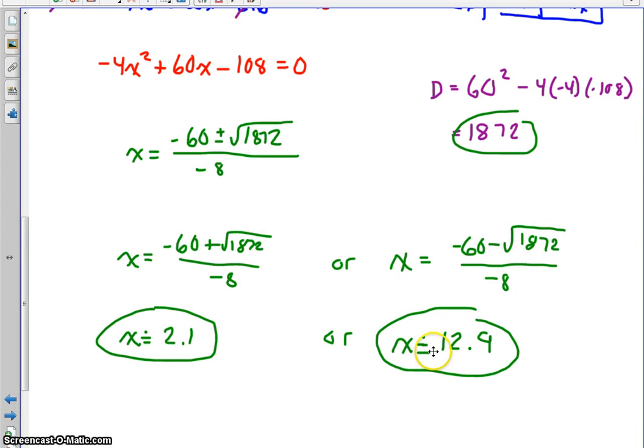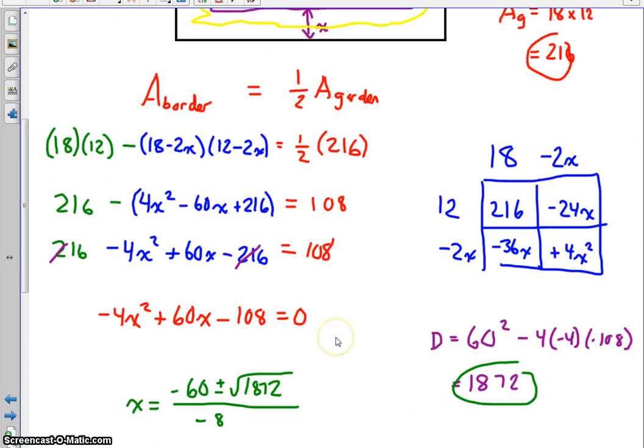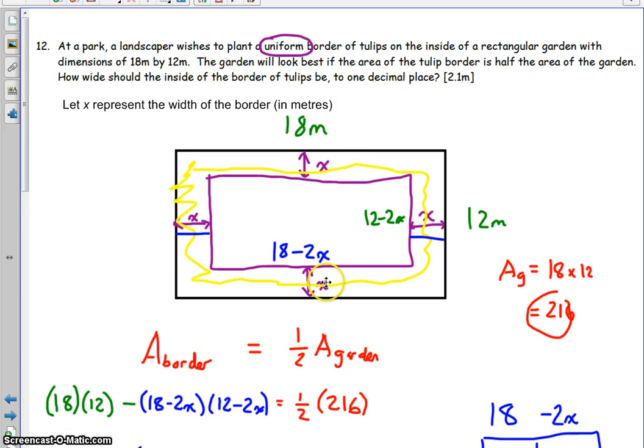So let's just say x is equal to 12.9. Go back to our original diagram here. Is it possible that we're taking 12.9 meters off each edge when the width is only 12 meters to begin with?